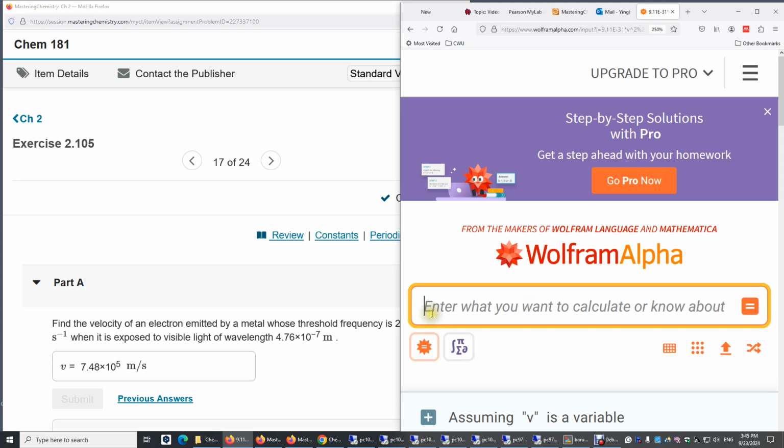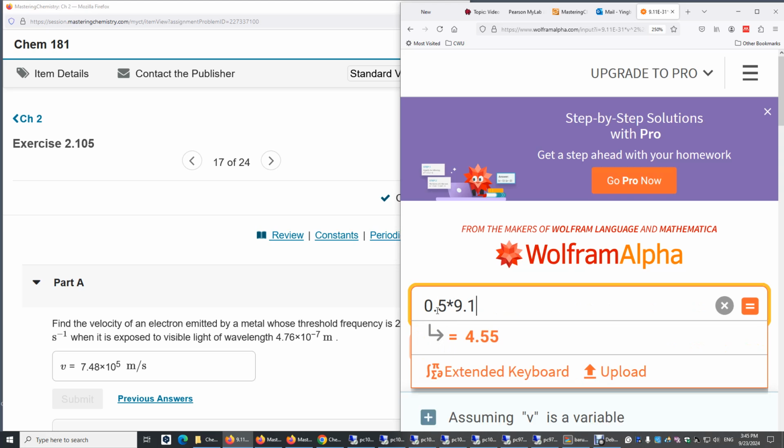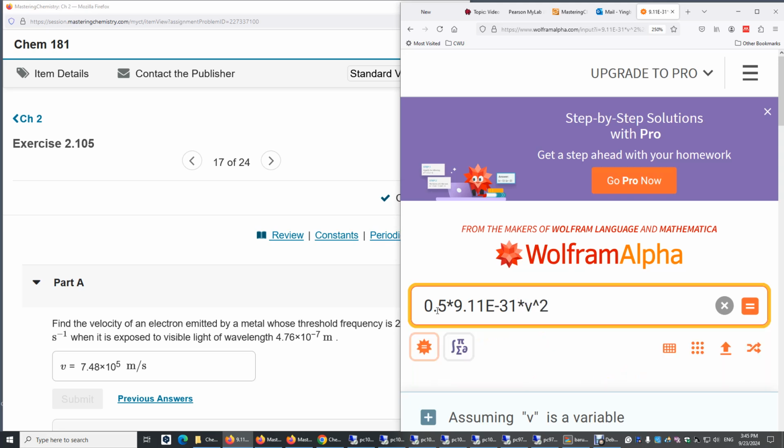On the left-hand side of the equation, we will have the kinetic energy of the electron, which is 1/2 times the mass of the electron, 9.11 times 10 to the power negative 31 kilogram times v squared. So it's just 1/2 mv squared is equal to the Planck constant times the actual frequency minus the threshold frequency. This is how we set up the equation.